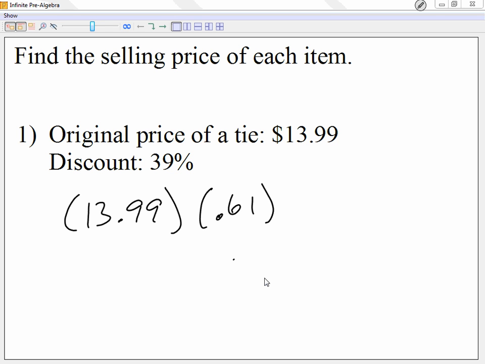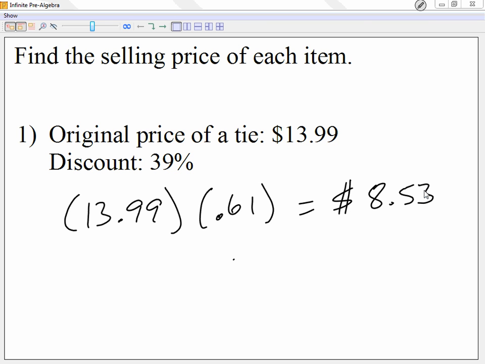So I'm going to go 13.99 times 0.61. I get $8.53. If you type it in a calculator, it gives you a longer decimal, but remember, round it to two decimal places. I looked at the third one. If the third number was big enough, like 5 or more, I would have called this $8.54. But the third number was too small, so I ignored it.